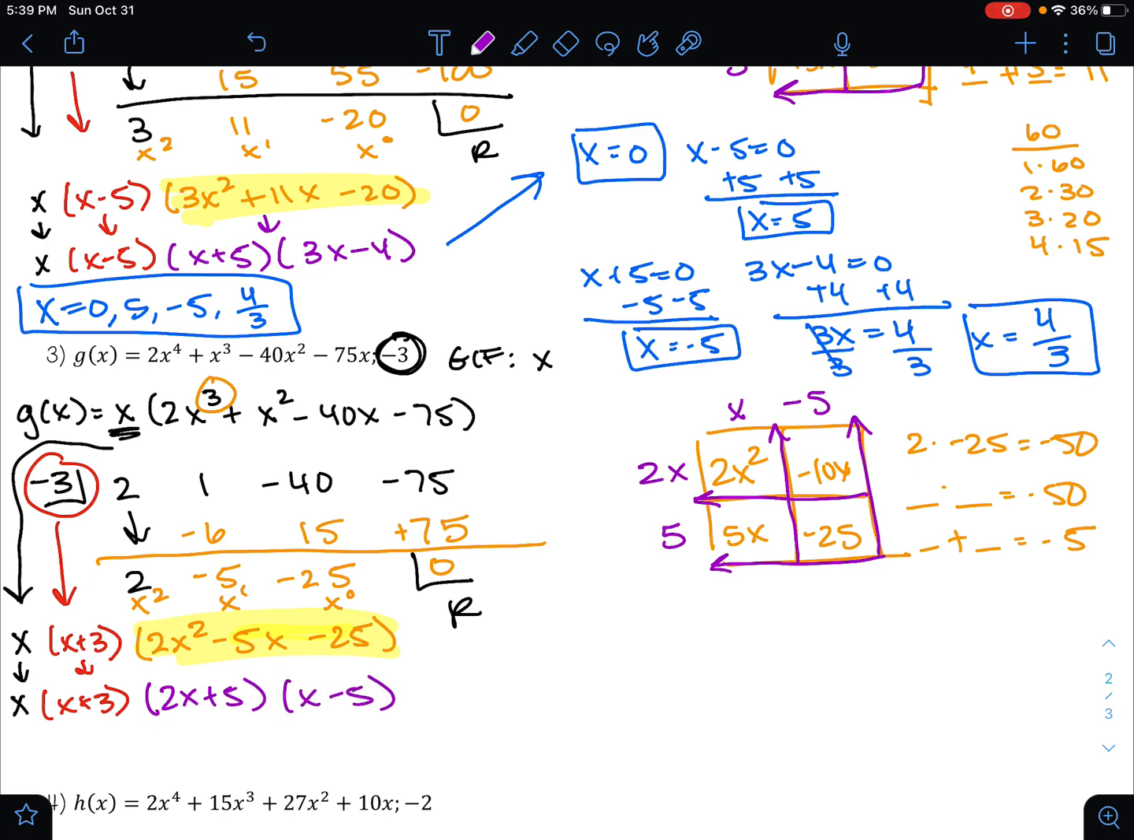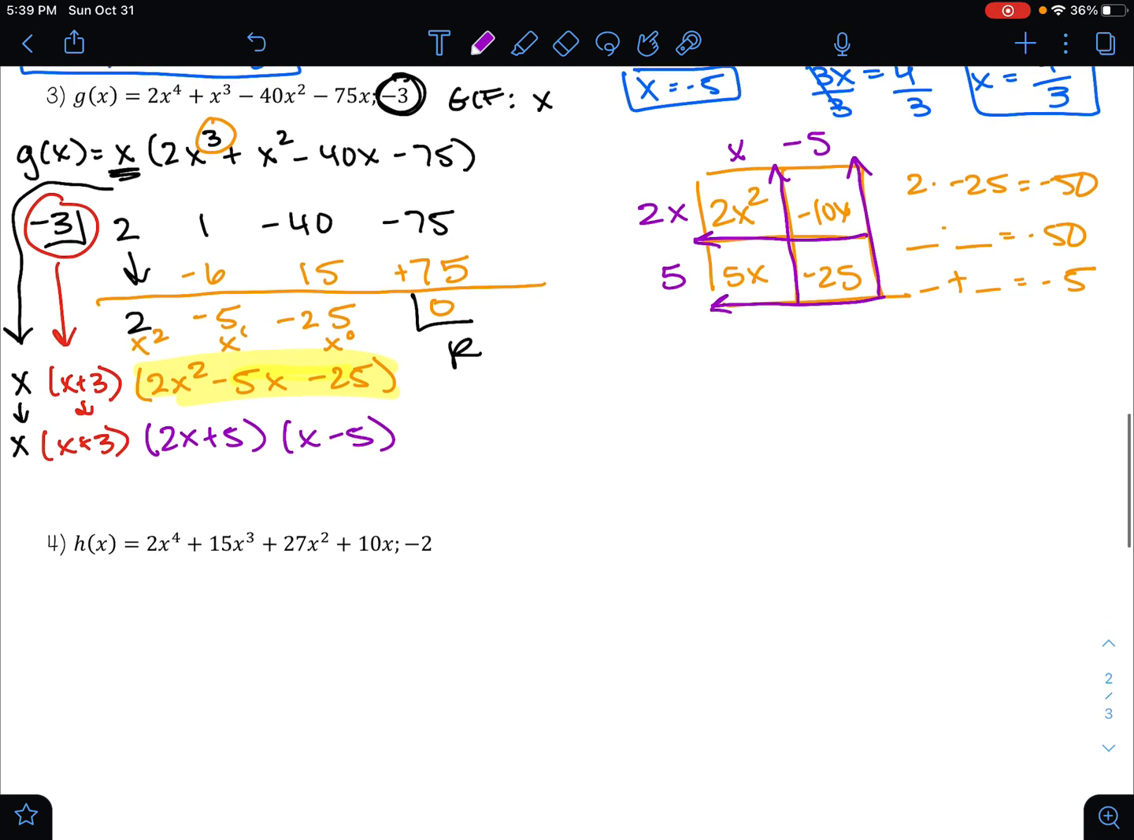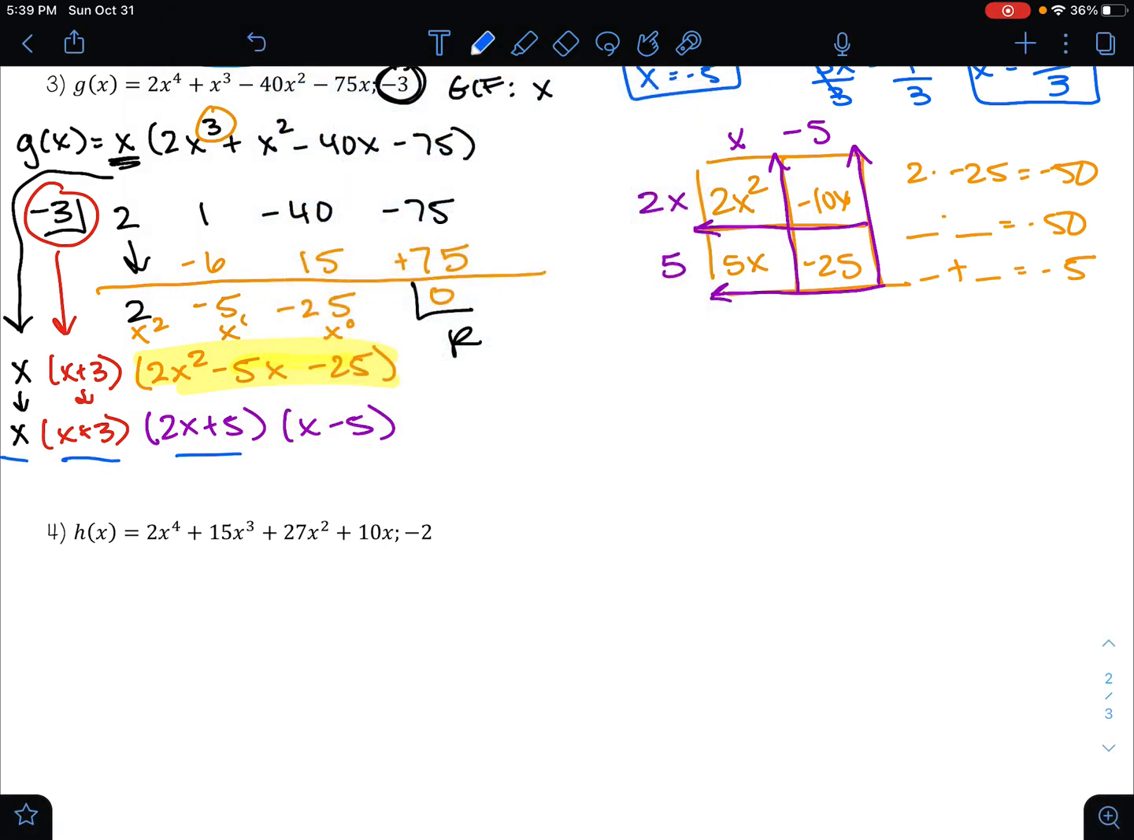So we have factored completely, and now we want to find all of our rational zeros by setting each one of these 4 factors equal to 0 and solving. So I'll have x equals 0, x plus 3 equals 0, 2x plus 5 equals 0, and x minus 5 equals 0. X equals 0 is already solved for.